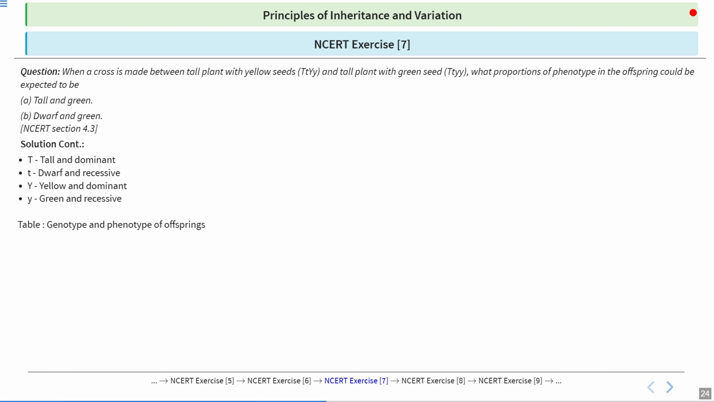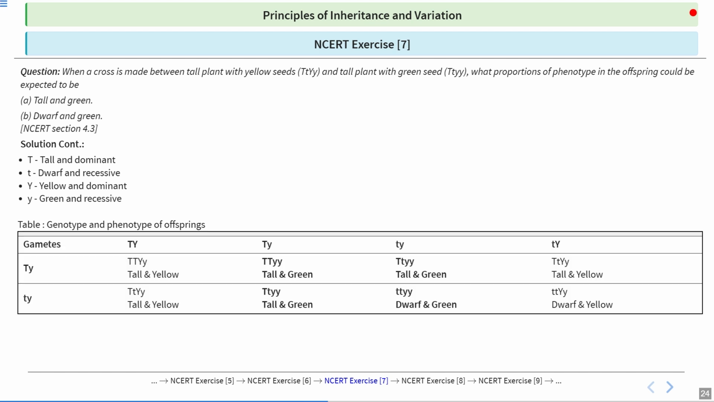So you can make a Punnett square. We have calculated the gametes which were formed here by the parents. You will write gametes of one of the parents on one side, gametes of the other parent on the other side. Then you can make all the possible combinations using the Punnett square. Clear? So this is the Punnett square. Then you can make all the different combinations here. All the genotypes are mentioned and the phenotypes are also mentioned here.